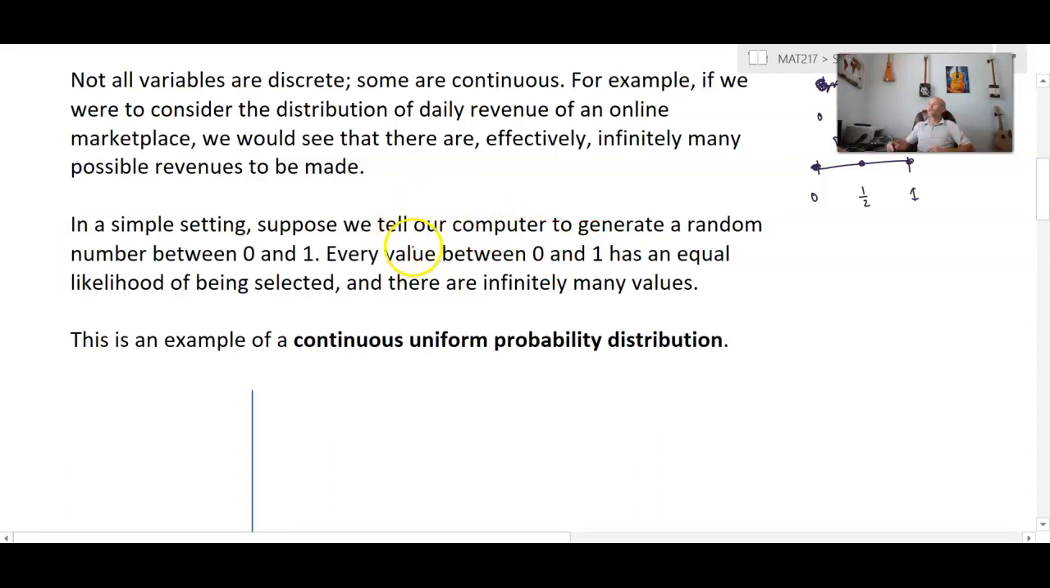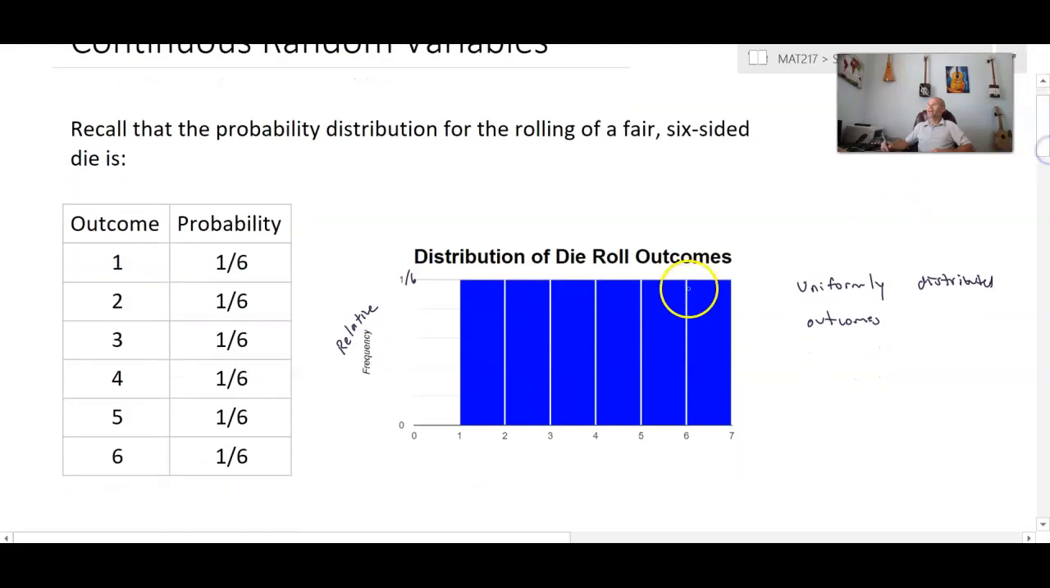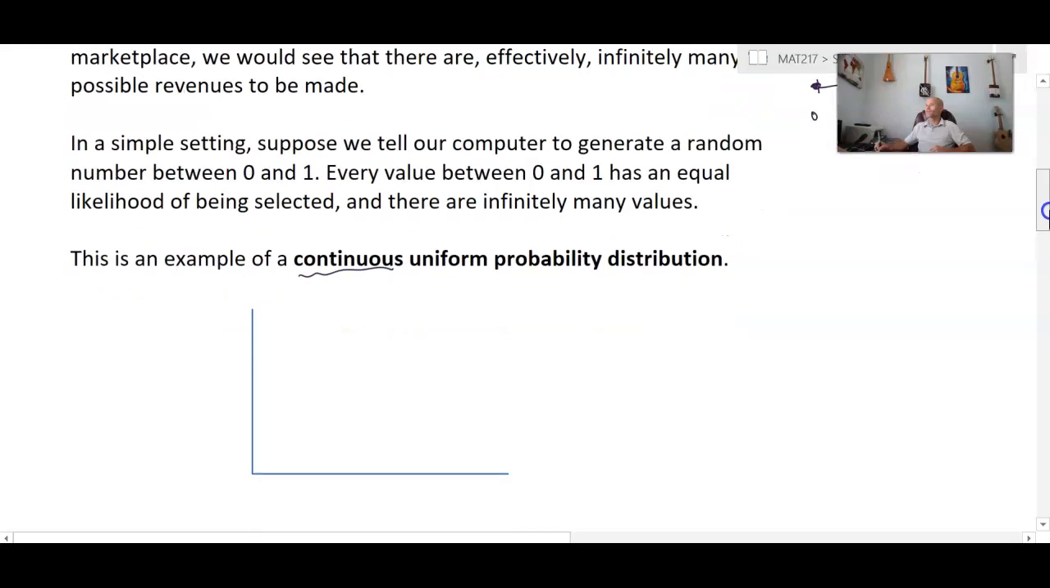In a simple setting, suppose we tell our computer to generate a random number between 0 and 1. Every value between 0 and 1 has an equal likelihood of being selected, and there are infinitely many values. This is what we call a continuous uniform probability distribution. Up here, with the die rolling example, we have a discrete uniform probability distribution.